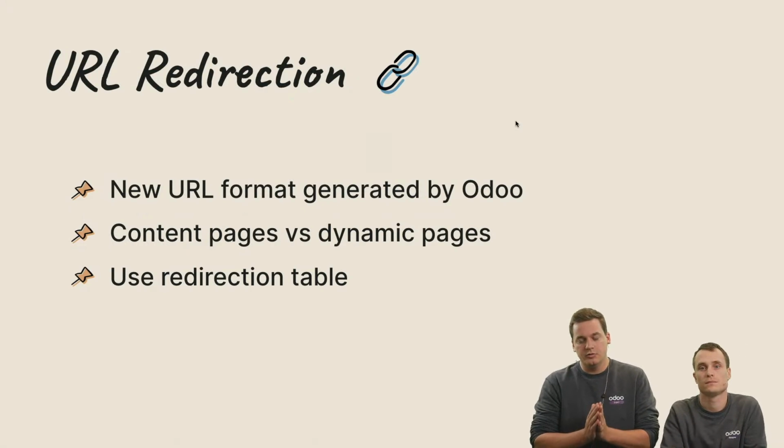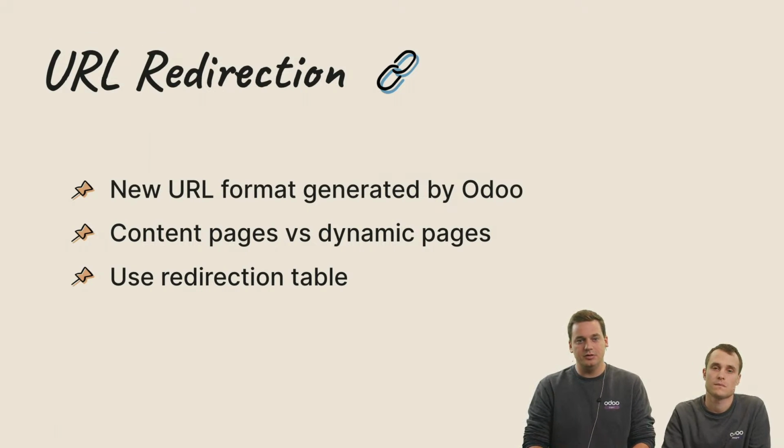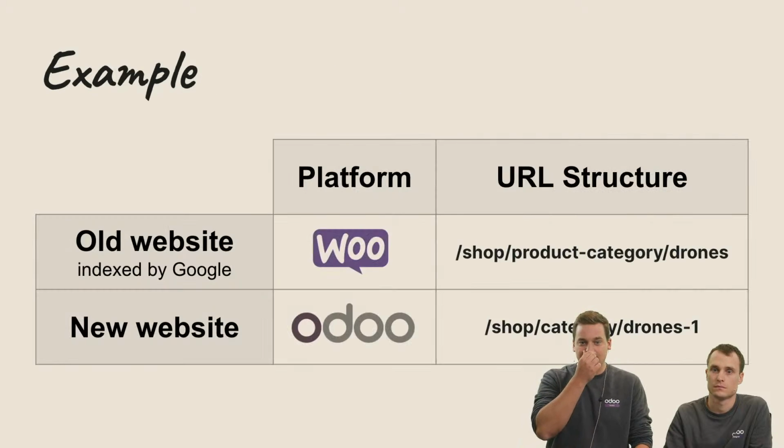Then the most important part when you do a migration, if you have to remember one thing about this presentation, would be the URL redirection. So what is it? It's a redirection from the old URL to the new one, because you are migrating your website, so you might change URLs. We'll see an example on the next slide.